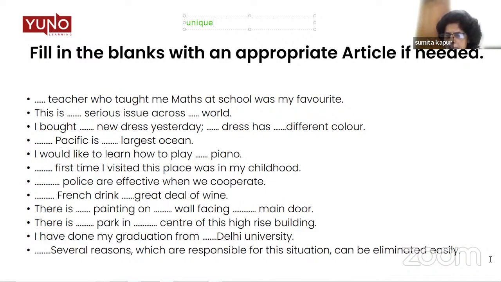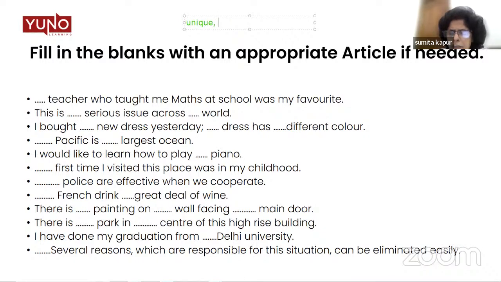Okay, now the next name I can see on my screen is Imran. Imran, are you there? Yes, ma'am, I'm here. Yes, Imran, would you please try the next one, please? The Pacific is our largest ocean. Will you please repeat? The Pacific is the largest ocean. Okay, the Pacific is the largest ocean. No, I mean, Pacific is the largest ocean.